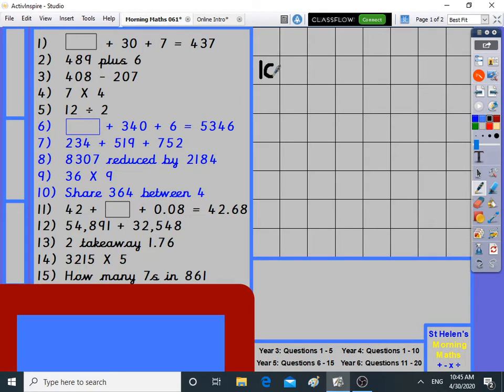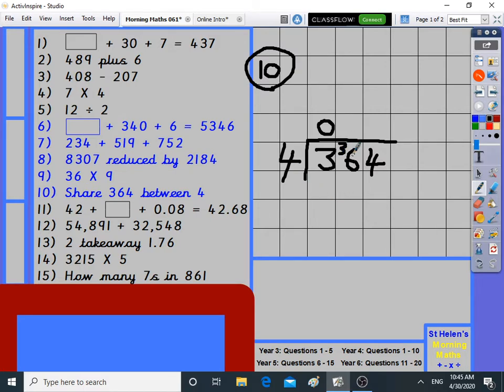Question 10. Share 364 between 4. Share is division. For larger numbers, you'll definitely be wanting to bust up 364 between 4. 364 divided by 4. How many 4's in 3? Well, 4 is too big to fit into 3. So 4 doesn't fit into 3. 0, carry the 3. How many 4's in 36?